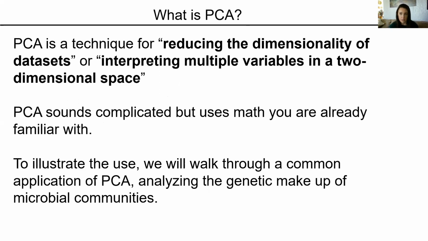So PCA is a technique for reducing the dimensionality of a data set or interpreting multiple variables in a two-dimensional space, which is a little bit wordy, but it's not as complicated as it sounds, and it uses mostly math that you're already familiar with. But to illustrate the use of a PCA and what this reducing dimensionality means, we're going to walk through a pretty common application of a PCA, which is analyzing the genetic makeup of microbial communities.